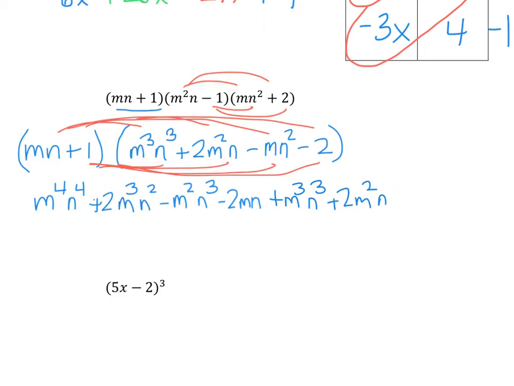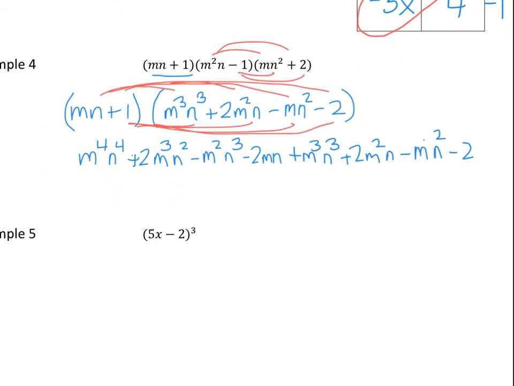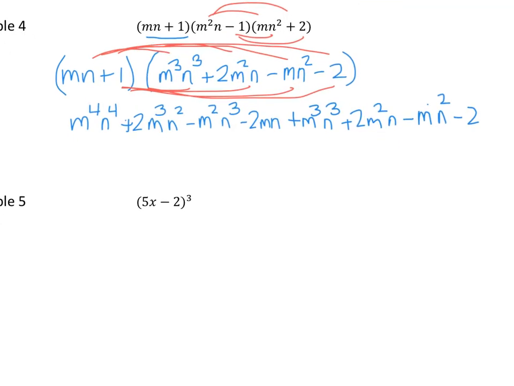I've got minus m n squared minus 2. Okay, I think I have all my terms now, and we're going to look to see where are like terms by inspecting all of the variables combination and the exponents.